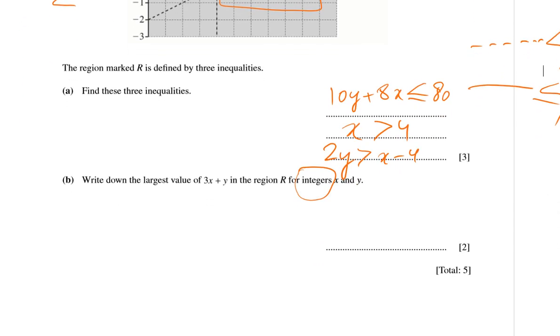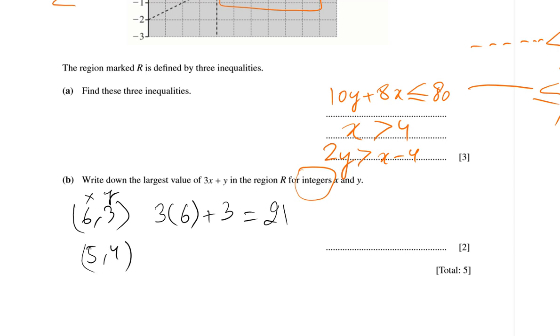Now let's see which gives us the largest answer. First going for 6 comma 3. So this is your x, this is your y. Answer is 21. And for 5 comma 4, answer is 19. So 21 is the largest value.